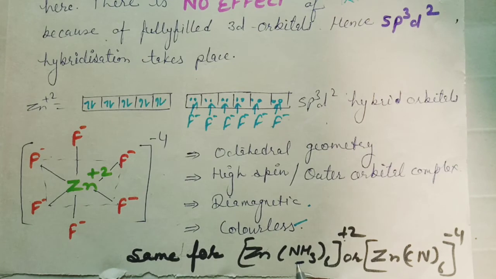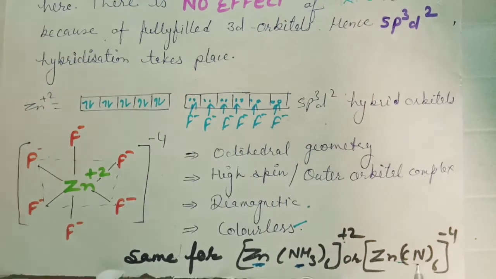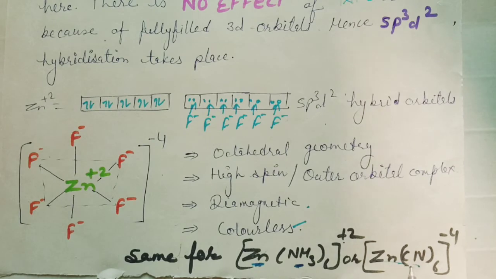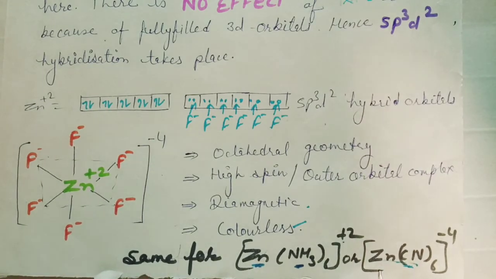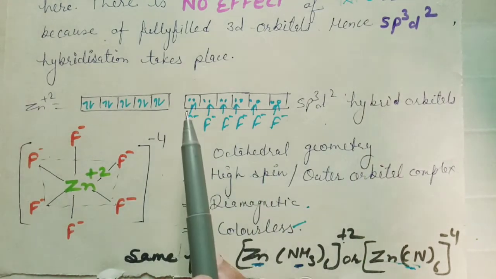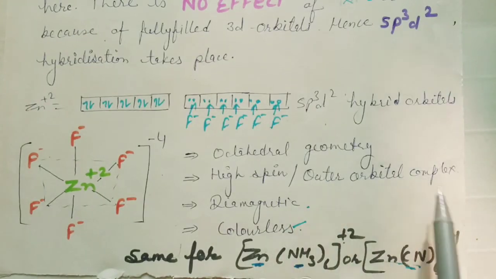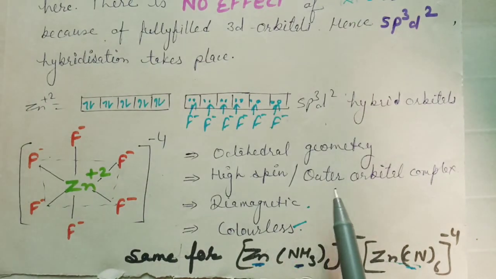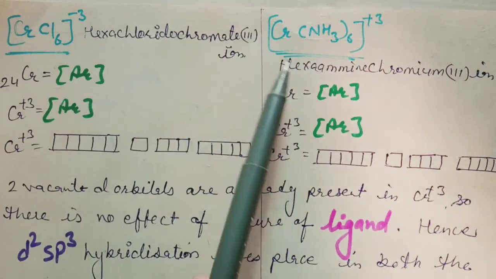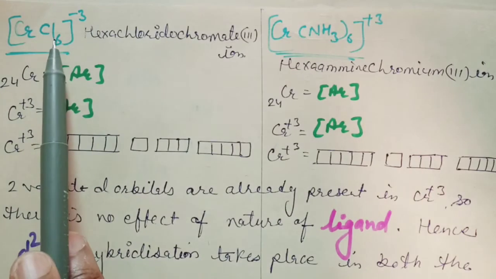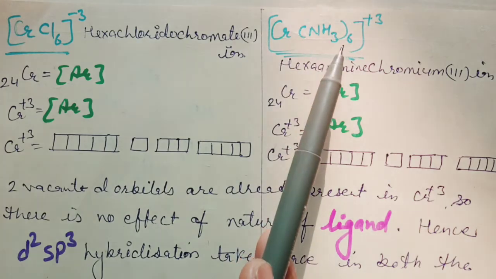It is a strong field ligand, but Zn is in the +2 oxidation state, or [Zn(CN)6]4-. Here also it is a strong field ligand, but for Zn2+ all the 3d orbitals are paired. So all the examples of Zn2+ ions are octahedral, high spin or outer orbital complexes, diamagnetic in nature and colorless. Okay. Now we will compare the chromium complexes with weak field and strong field ligands.